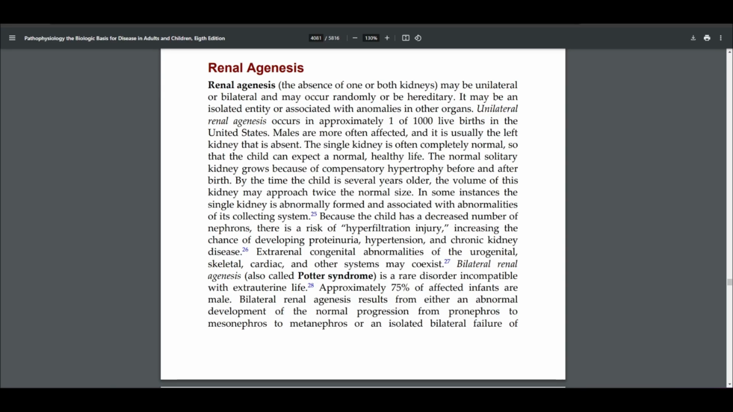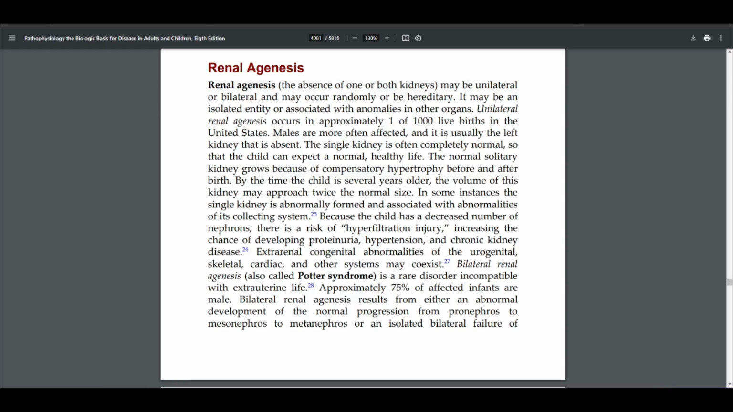Unilateral renal agenesis occurs in approximately 1 in 1,000 live births in the United States. Males are more often affected, and it is usually the left kidney that is absent. The single kidney is often completely normal, so that the child can expect a normal, healthy life. The normal solitary kidney grows because of compensatory hypertrophy before and after birth. By the time the child is several years old, the volume of this kidney may approach twice the normal size.